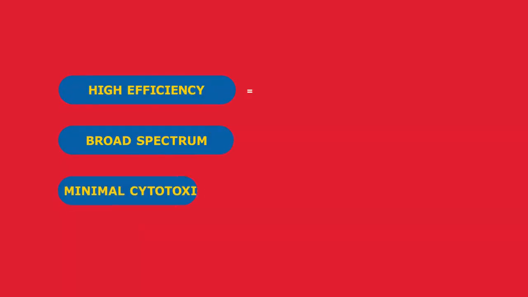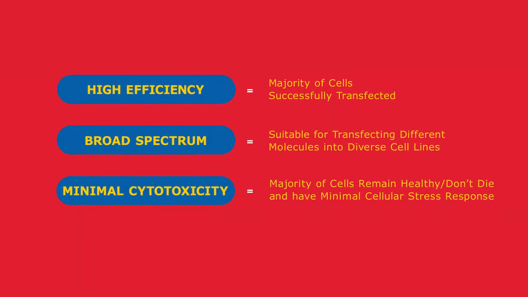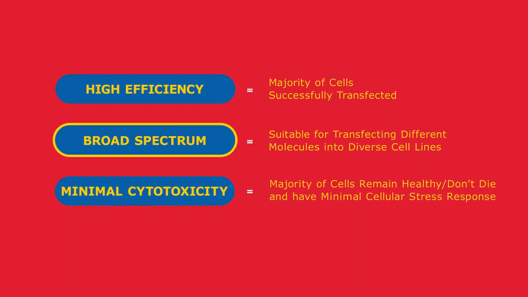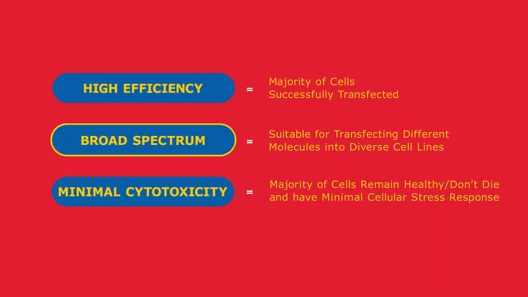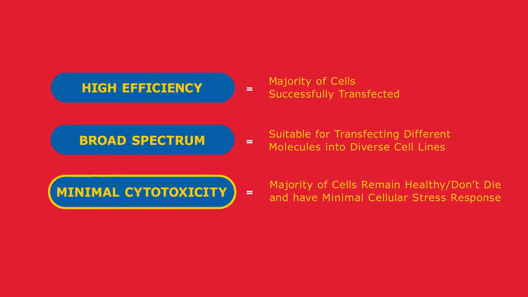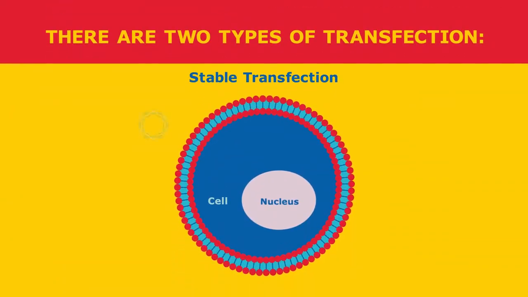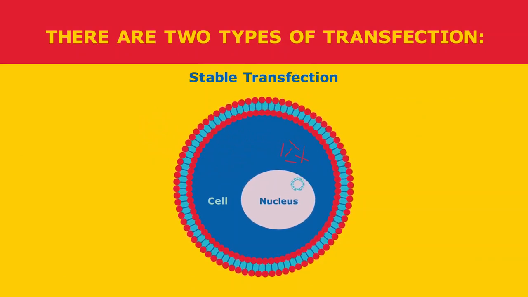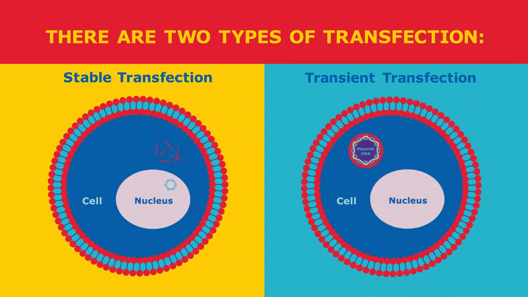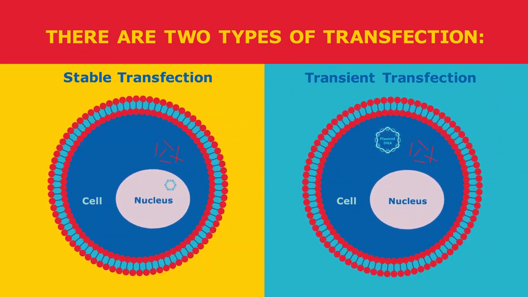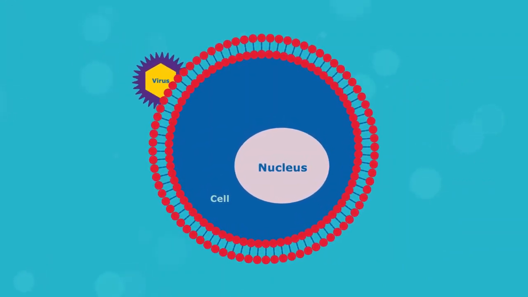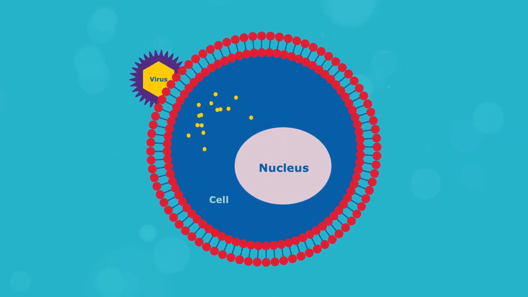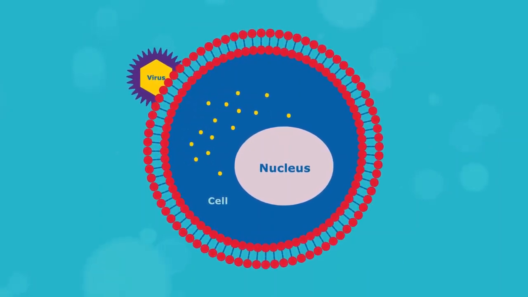A desirable transfection method reliably delivers the nucleic acid with high efficiency, broad-spectrum application for gene expression, knockdown, or targeted genome editing, all without impacting cell viability. There are two types of transfection. Stable transfection, where the DNA integrates within the cellular chromosome. Transient transfection, where the DNA does not integrate with the host cell's genome. Similarly, viral transduction is another common method that utilizes viruses as the delivery vehicle for the nucleic acid payload.